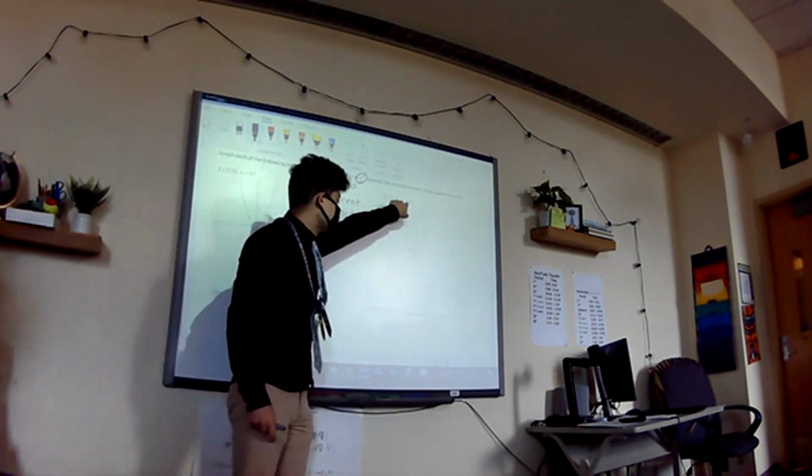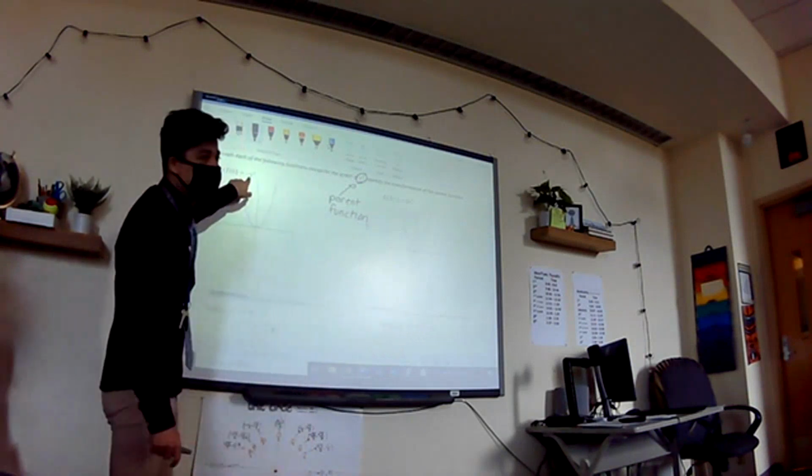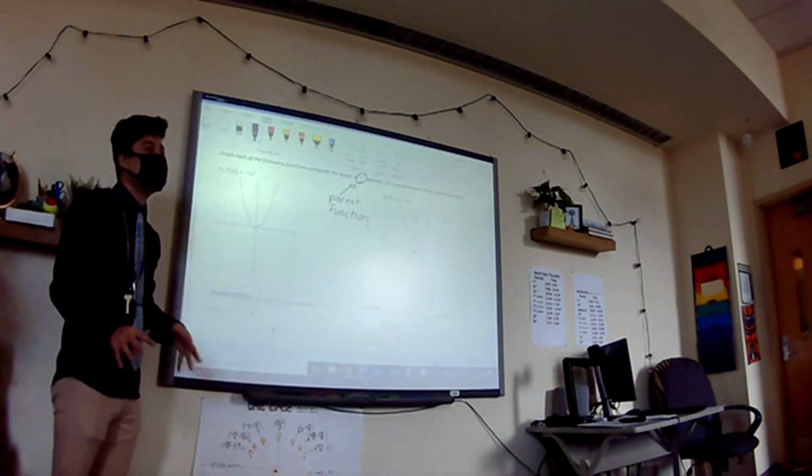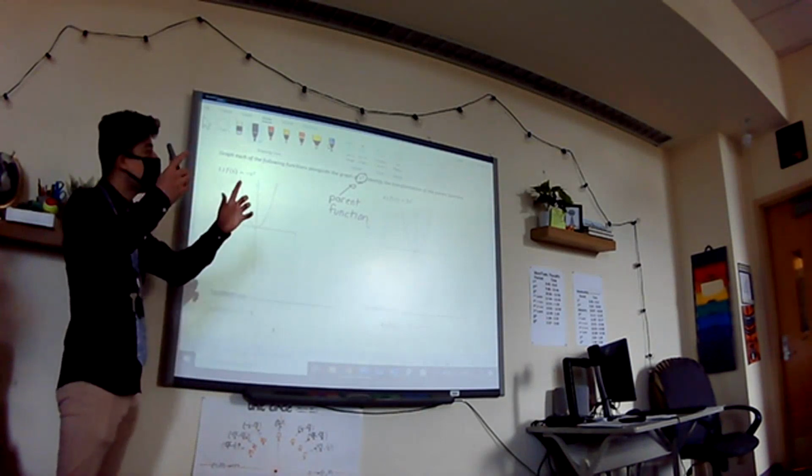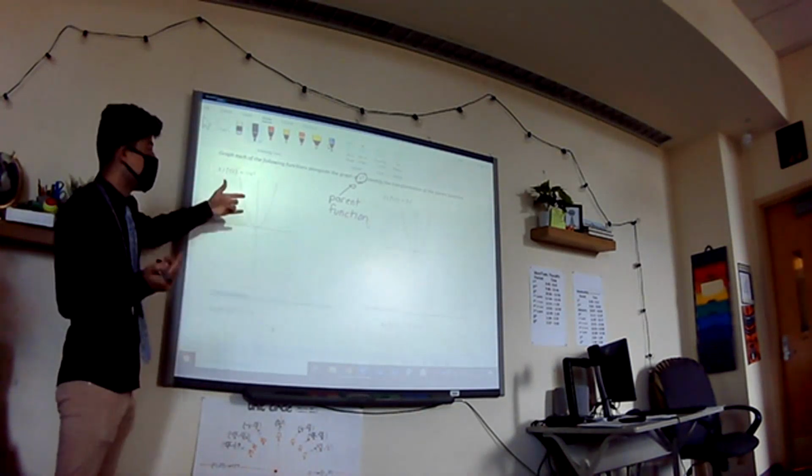Nothing's being done to it. It's not being multiplied by 2. You're not adding 5. You're not taking negative that. It's just the most basic one. That's what they call the parent function. And from that, you can get any other parabola based on what's being done to it.